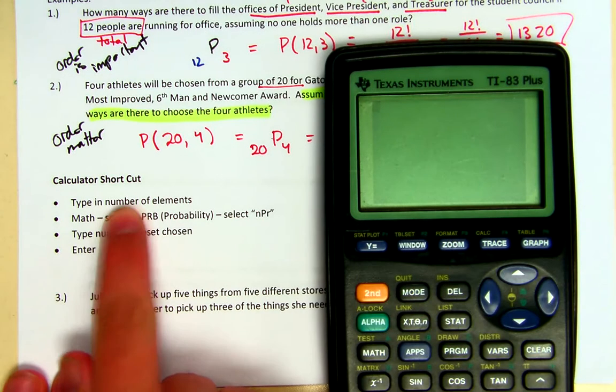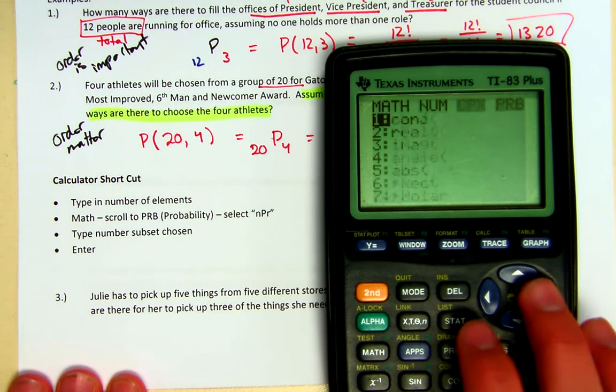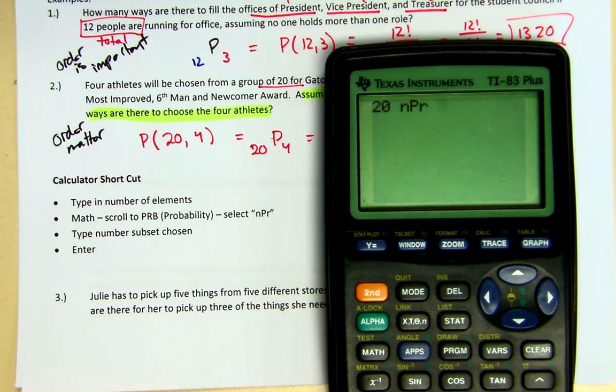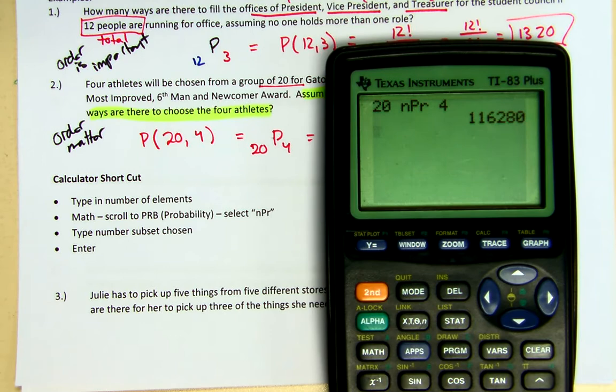Type in the number of elements, so we have 20. Scroll to math, probability, you may have realized that there's this nPr here. So hit nPr, and how many am I choosing? Subset, 4. I get the same exact answer. So you can do that there.